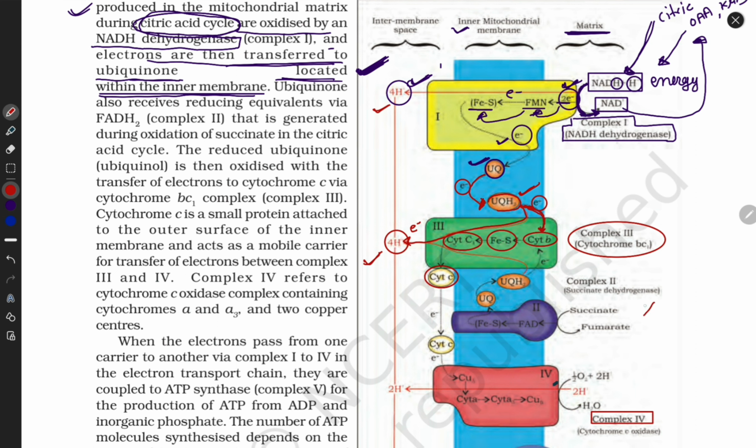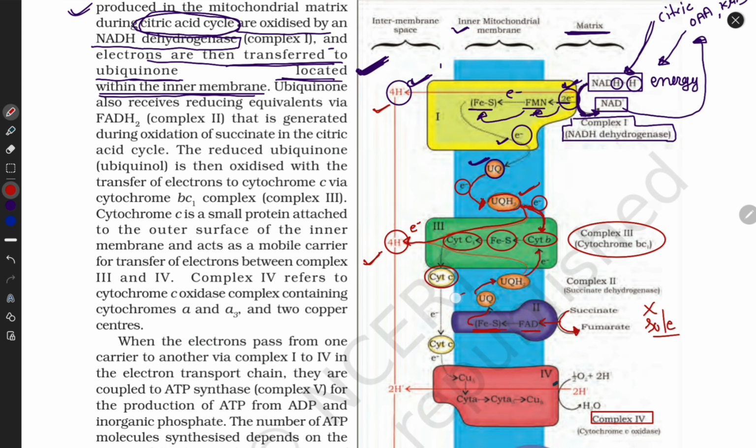Complex second does not participate in this transport. It solely participates in the electron flow. It converts succinate to fumarate. It transports its electron towards FAD. FAD transports its electron to FeS, which passes its electron towards ubiquinol, UQH2, and it gives the electron.